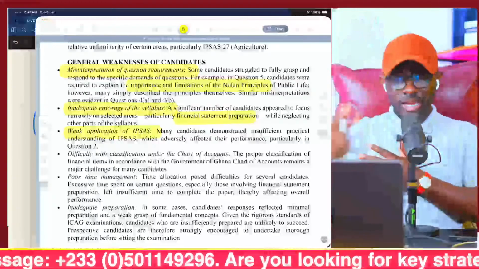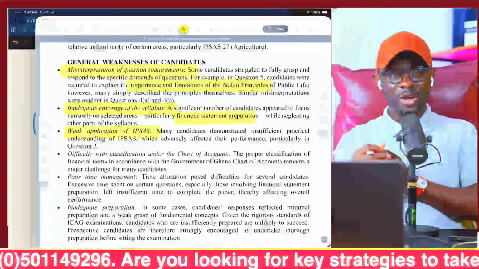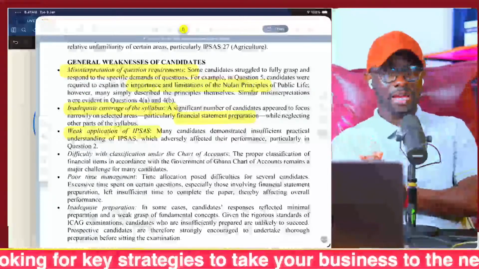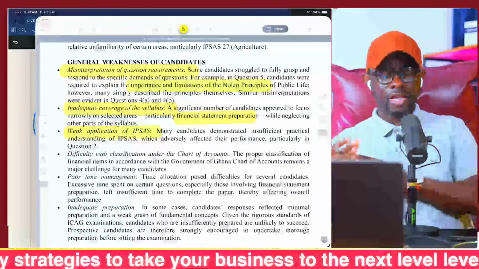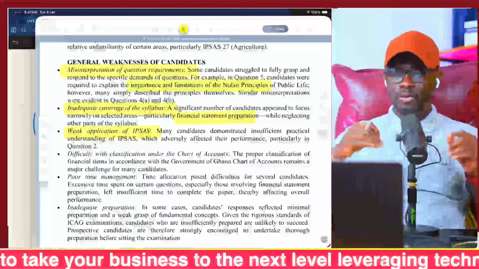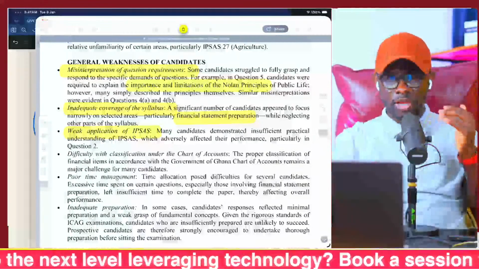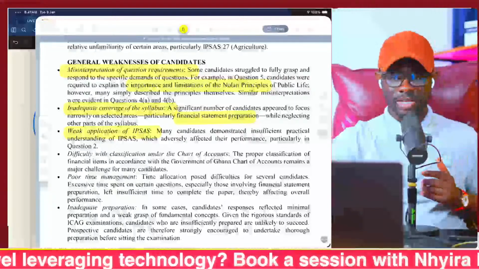Then the single entity or the question 1, which is going to be the preparation of financial statement, we are also going to be applying IPSAS in that area. So understanding of the IPSAS will really go a long way in enabling you to actually pass your examination at the end of the day.